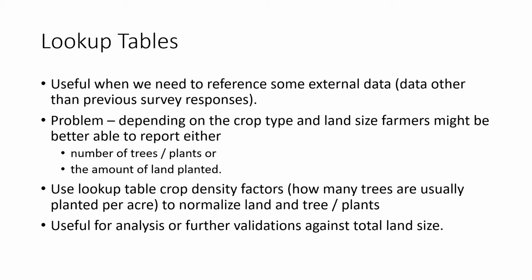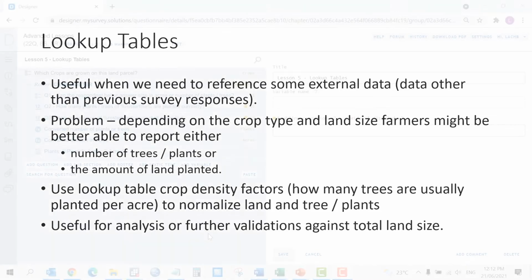So if we're gathering, for example, the total land size of the entire farm, but we're only gathering some of the crops in terms of the number of trees or plants, we need to be able to turn the trees and plants back into their equivalent acres to make sure that things aren't being over-reported. Let's shift across to the designer tool now and have a look at how we've got this set up.